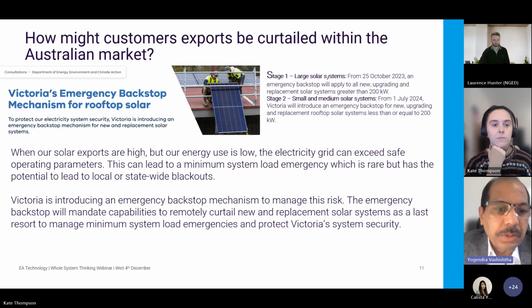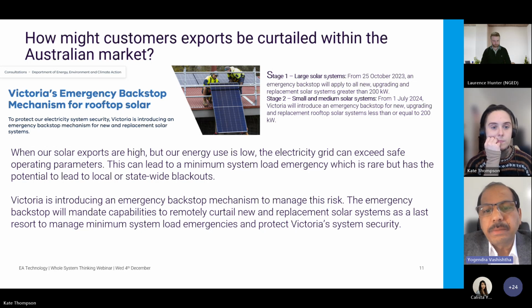So Victoria is introducing an emergency backstop mechanism to manage this risk of minimum demand, if you like. So when there is a lot of minimum demand, in case of emergency, this scheme is already implemented up to a point. It was in 2 stages. The emergency backstop will manage the mandated capabilities to remote curtail new and replacement solar systems as a last resort to manage the minimum system load emergencies and protect Victoria's system security.